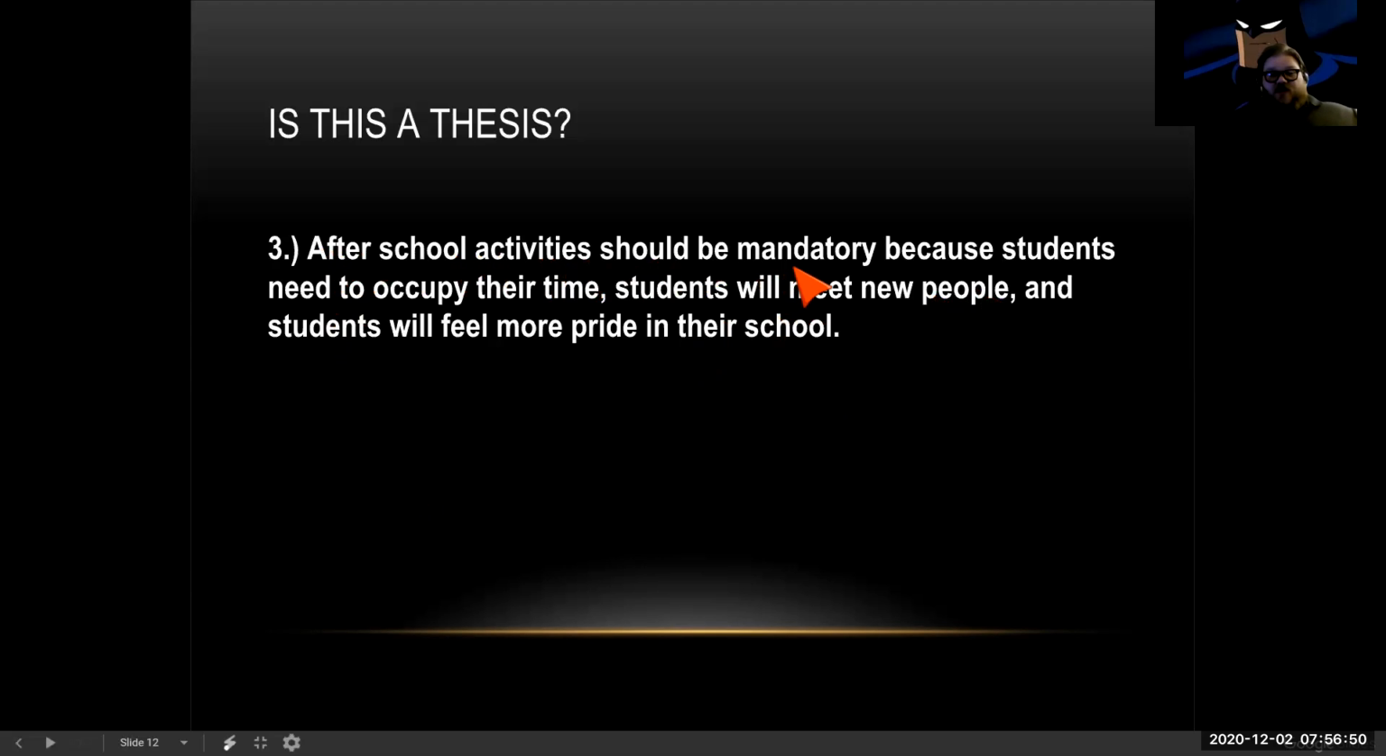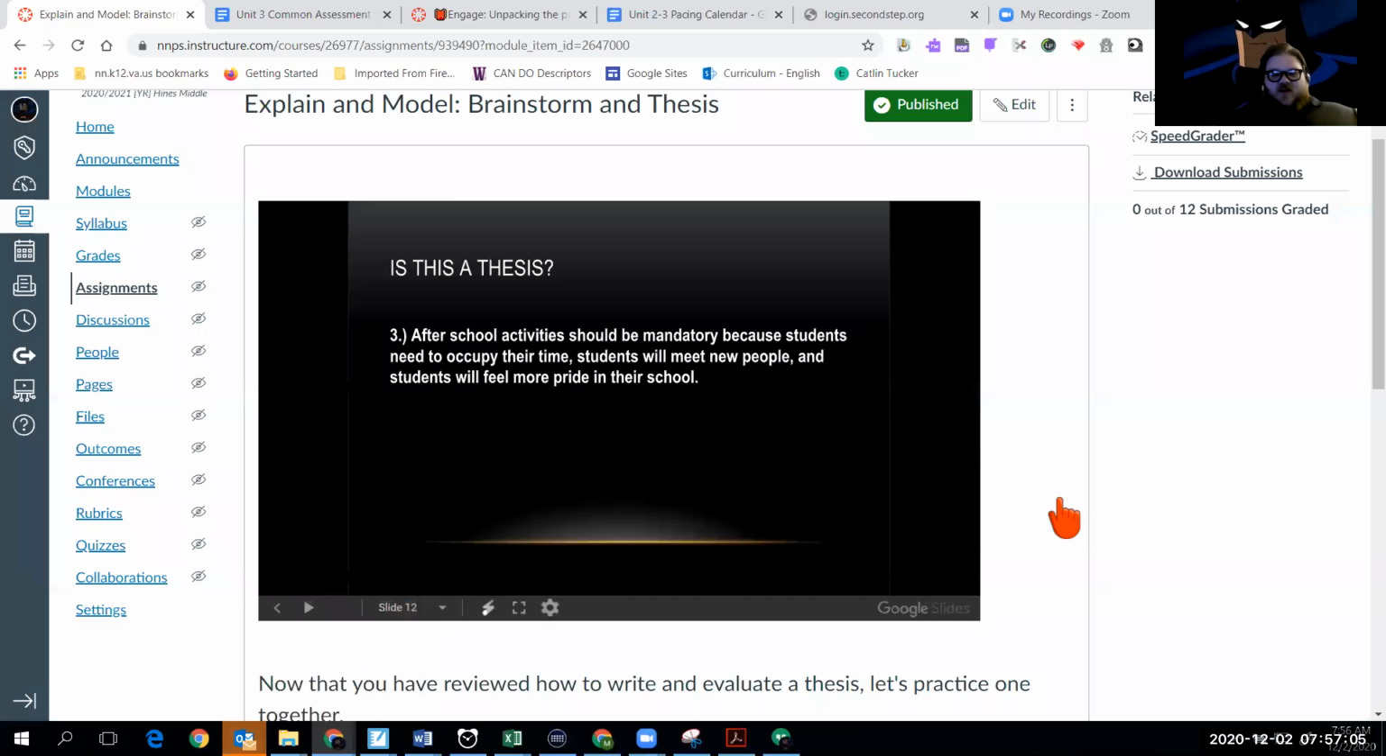Do they take a position? After-school activities should be mandatory. Yes, they do. They have that magic transition. It's right there: because. Is this a good thesis? You're probably saying, Mr. Mitzel, yes, it's good. I read it the first time and I knew. All right, excellent. Now, let's exit out of this and we're going to go on to our practice.